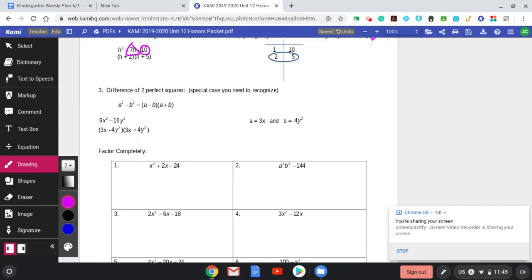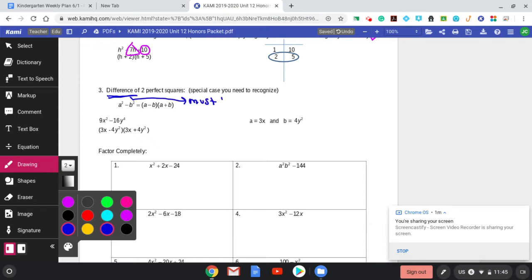First thing I just want to, and if you want to make a note of it would be great. Difference. It must be subtraction. If you see addition in between, no good. Can't do it. Difference of 2 perfect squares. And we'll talk about perfect squares here right now. You'll see 9x squared. I'll write it out so we can start it fresh. 9x squared minus 16y to the 4th. First, 9, 16. Those are perfect squares. I can take the square root of them.